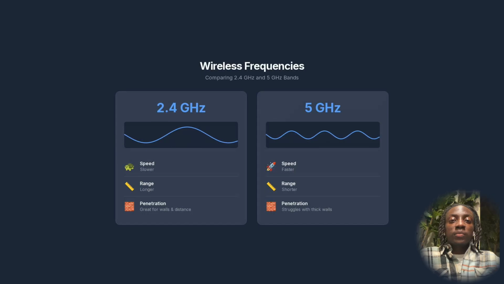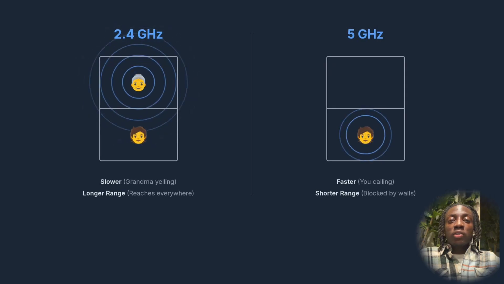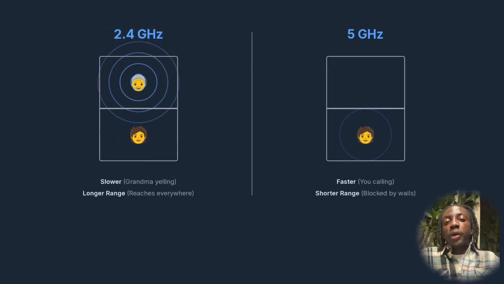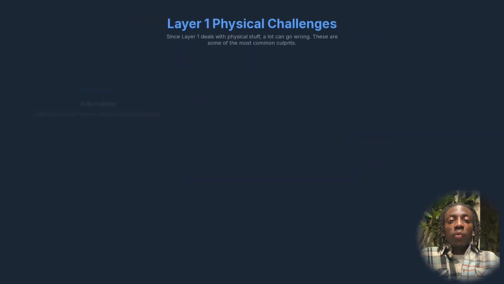Think of it like this. 2.4 gigahertz is grandma yelling your name from upstairs, slow, but it reaches everywhere. And 5 gigahertz is you calling her from the next room, fast, but if a wall gets in the way, you're done. Now let's talk about the common challenges in layer 1.